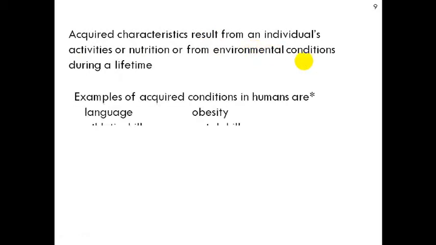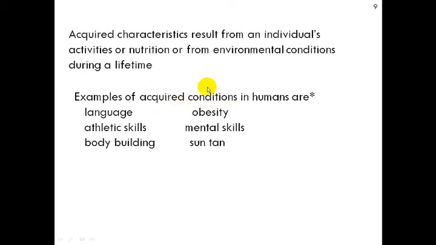Okay, another one, acquired characteristics, results from an individual's activities or nutrition or from environmental conditions during a lifetime. Okay, any activity that you do, anything that you eat, or any environmental condition that you had around you will affect your characteristics. Examples like language, the ability to talk in different languages, like for us, Malay and English. Okay, English is not our mother tongue, so we have to learn. So learning is a part of acquired condition, meaning that it comes from the surrounding, from the environment. You go to an English spoken school, so you get to learn to speak English.